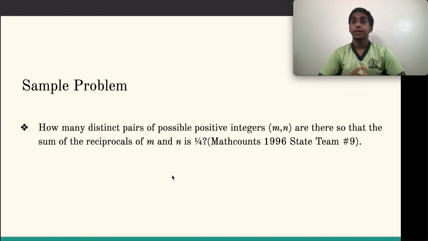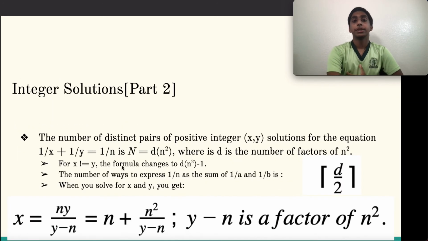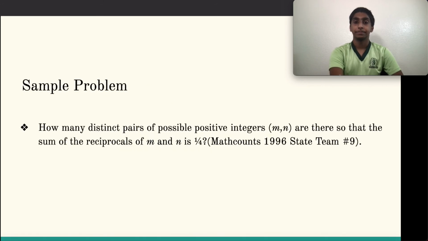Okay, hopefully you guys attempted to solve the problem. Now I'm going to show you the solution. If the sum of the reciprocals is 1/4, then remember, it's 1 over x plus 1 over y is equal to 1 over n. So if 1 over n is equal to 1 over 4, then n is equal to 4. This means that n squared, or s squared in this case, is equal to 16. If you go all the way back, our formula is d into n squared, and we know that n is equal to 4, because this was 1/4, and 4 squared is equal to 16.